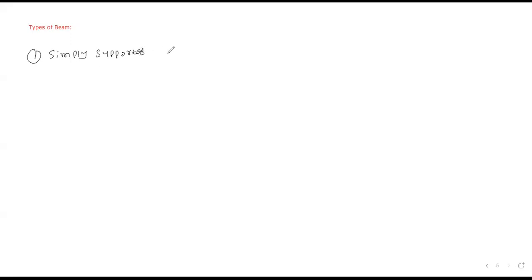Write down in the chat box, for D2D students only: which kind of supports are there in a simply supported beam? What supports will there be in a simply supported beam? Come on, fast, write it quickly.